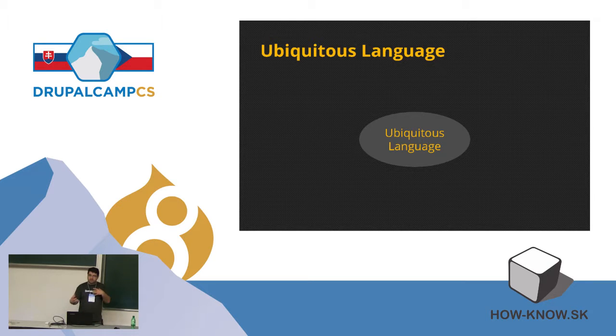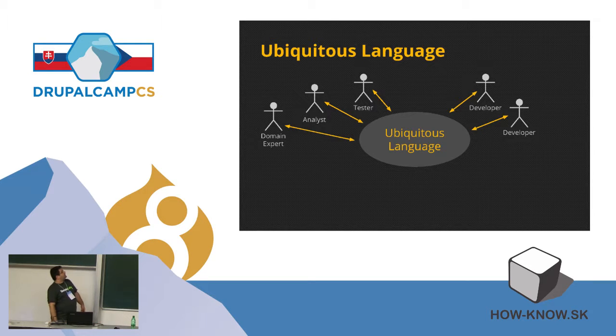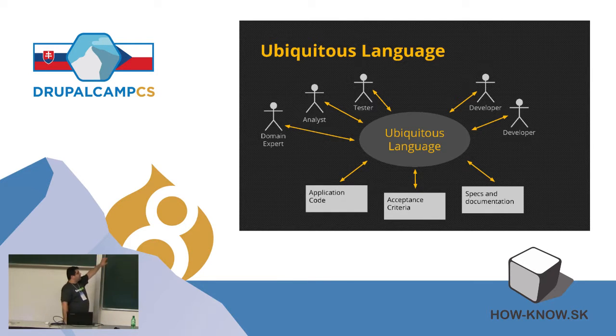So having the same language to talk to everyone is basically the easiest translation, no translation cost between part of the flow, part of the business. There's no surprise in communication. It makes it easy to talk between you and your business and your customers. Basically, you have those people around on your project: domain expert, analyst, tester, developer. They all talk, they all understand each other without translation. And then you can have your application code, acceptance criteria, specification and documentation using exactly the same language.